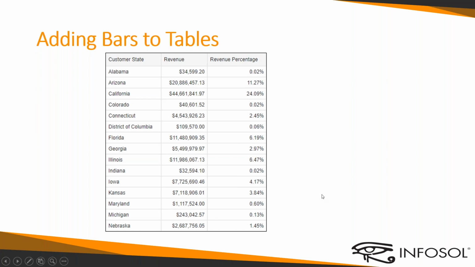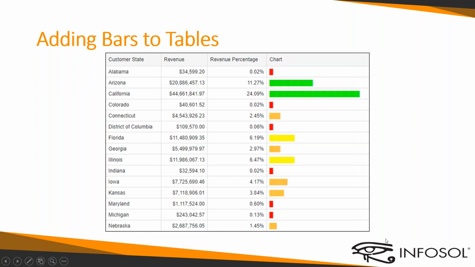So jumping back to the presentation, this looks like a standard Webi report to everybody, right? We have our states and they're sorted alphabetically. We have our revenue and our revenue percentage. This is great. It has a lot of information in here, but it's hard to tell, just based on this small snapshot even, which states have the most revenue, which states have the least revenue. So what we're going to do today is add these bars to our table that make these numbers jump out a little bit more.